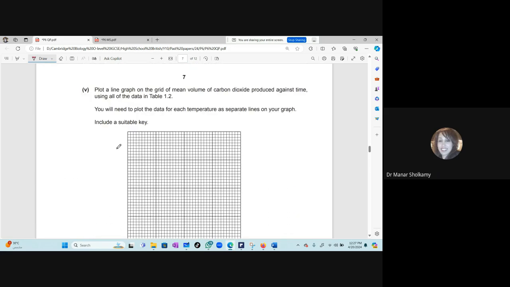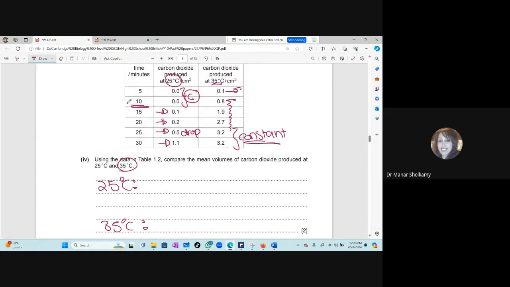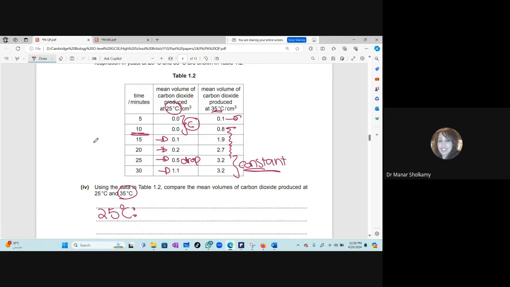Now the graph. Plot a line graph on the grid of mean volume of carbon dioxide produced against time. Use all of the data in table 1.2. You will need to plot the data for each temperature as separate lines on your graph and include a key. Now, here you are going to plot two things on the same grid. Where is your independent variable? You will plot this table. So what will you plot on the x-axis?